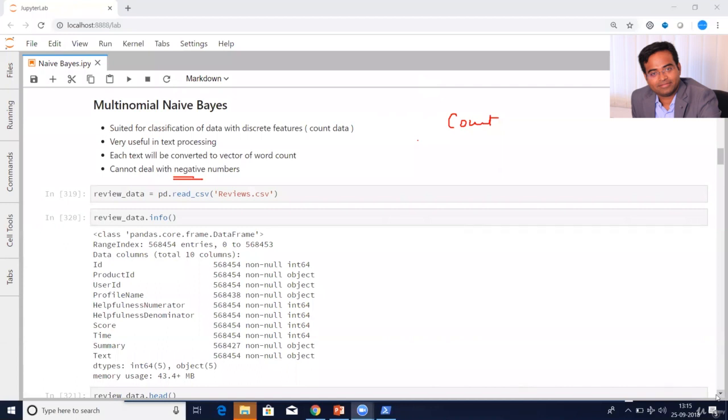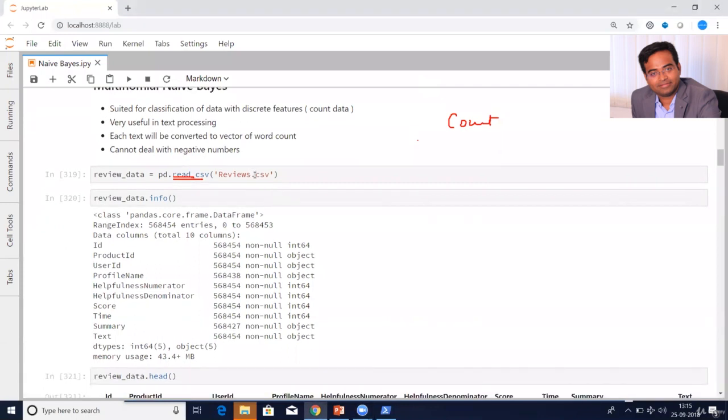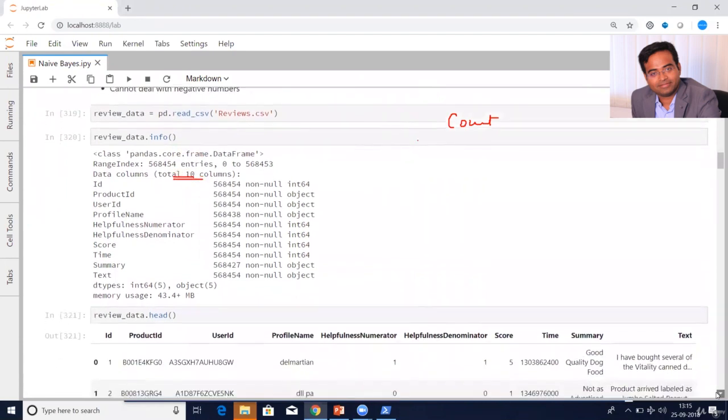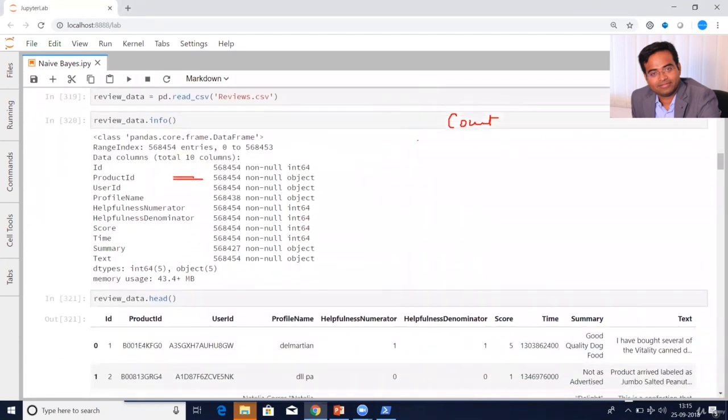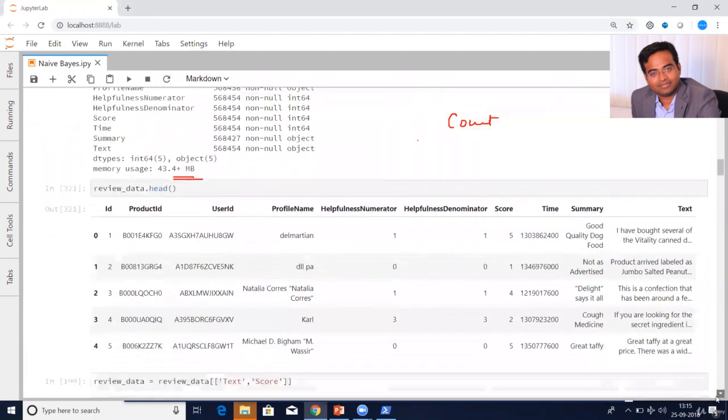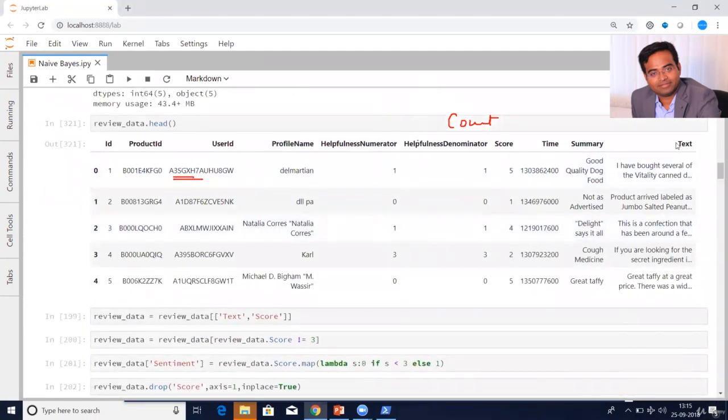So this is your reviews.csv. This is a review file, and this consists of quite a large amount of data. You can see here 5,68,000. And this is how the text looks. This is the text value, this is a summary, and this is the score. What we want to do is convert this data into positive sentiment and negative sentiment, and based on the text we want to calculate positive or negative sentiment. Of course, these are the two columns that are of our interest: one is text and one is score.